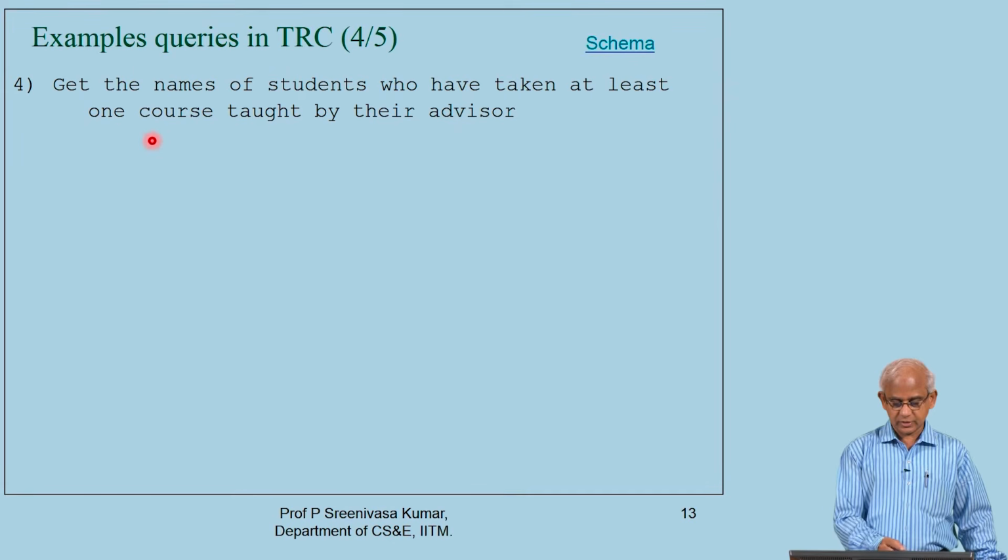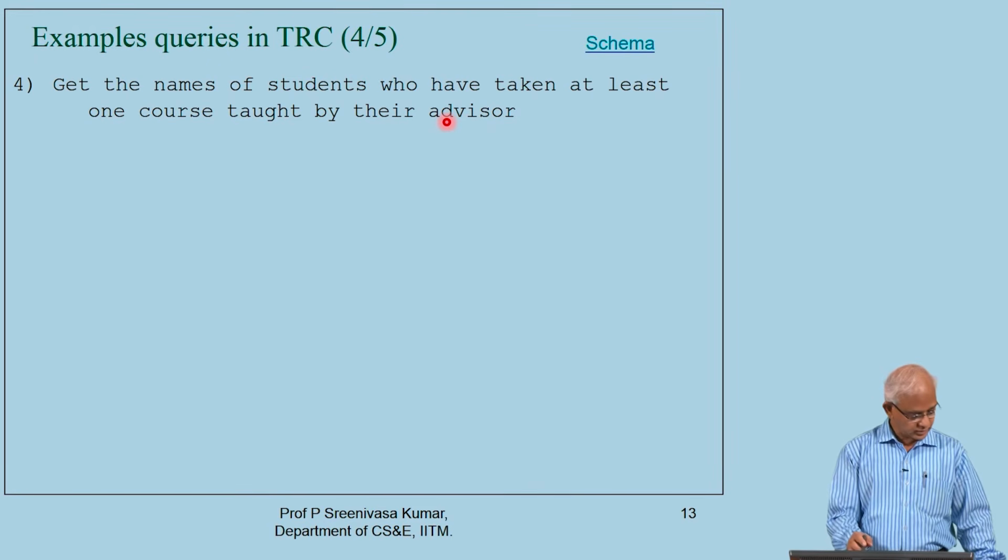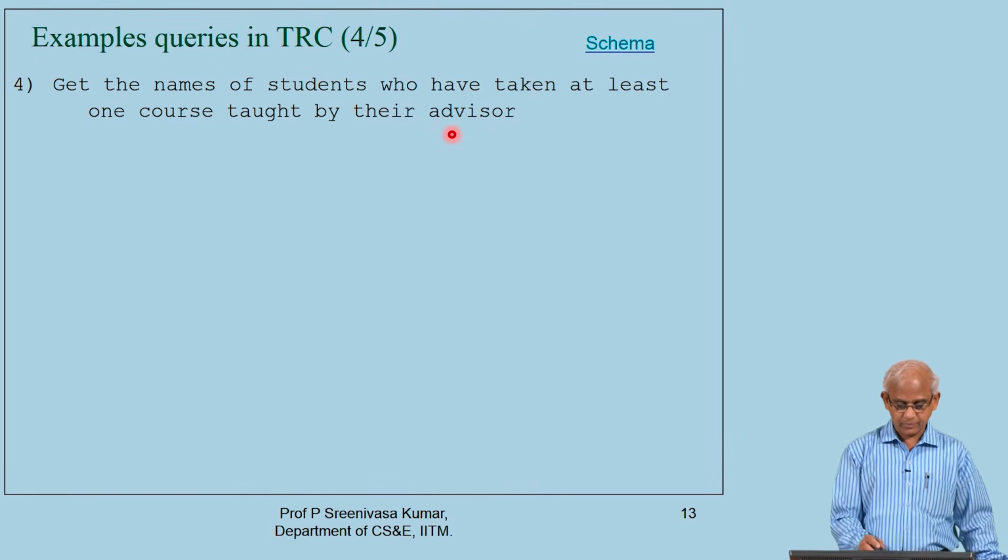Now, where is all this information coming from? The information is there in the student relation, because we want names of the students, and then we also want to bring in the enrollment relation, because we have to check whether that particular student has taken a particular course, and we also have to bring in the teaching relation, because we want to check whether the course taken by the student is actually taught by that student's advisor. So, the way we express this is as I will show you in a minute.